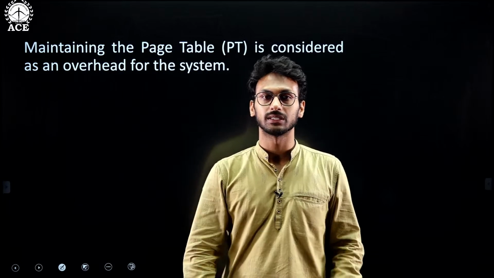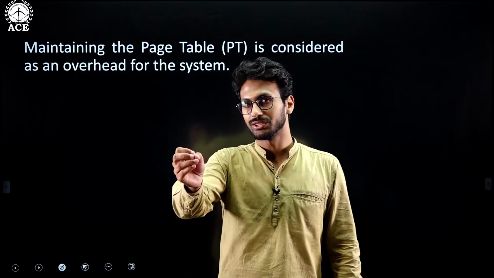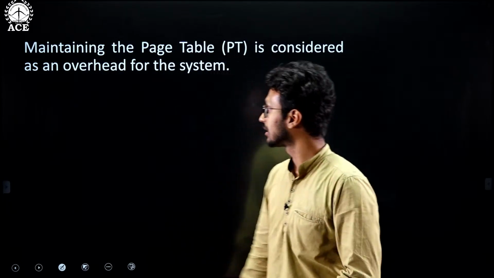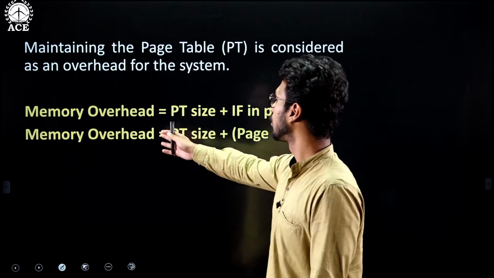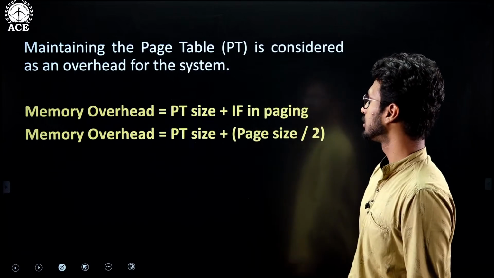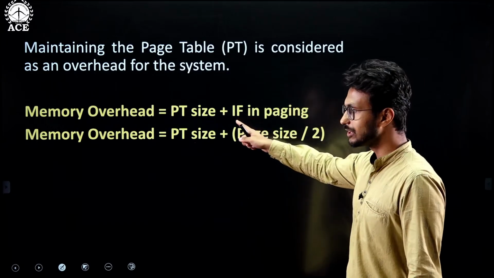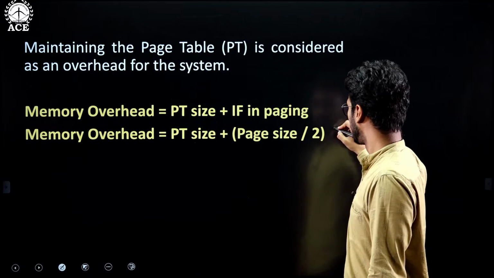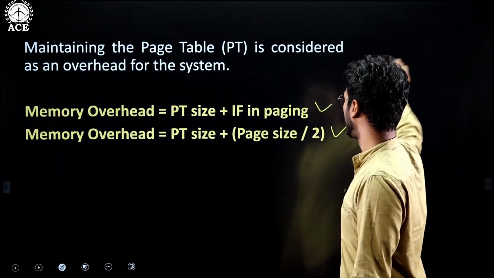Internal fragmentation in paging is considered as page size by 2, as I mentioned earlier. So see this memory overhead: memory overhead equals page table size plus internal fragmentation in paging. And internal fragmentation in paging is what? Page size by 2. Done. This is very important. Remember it.